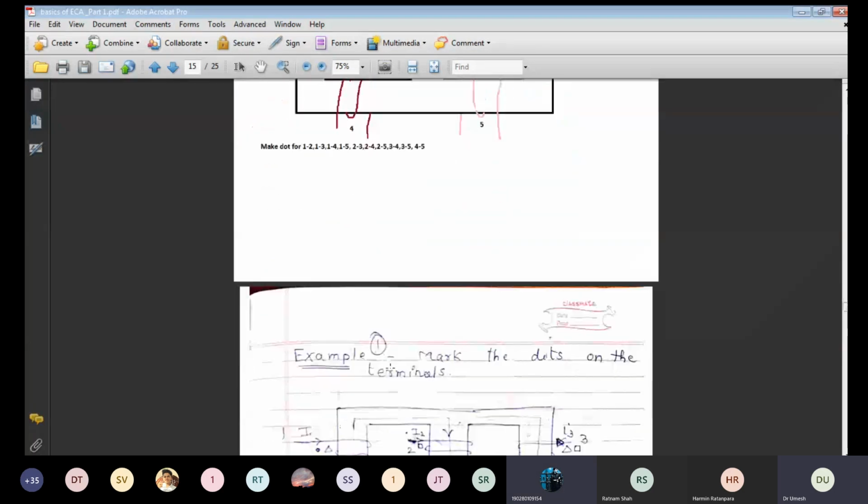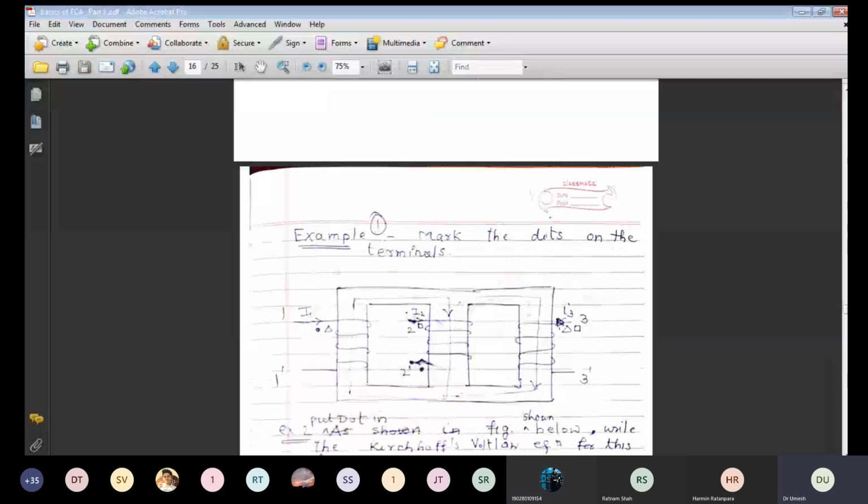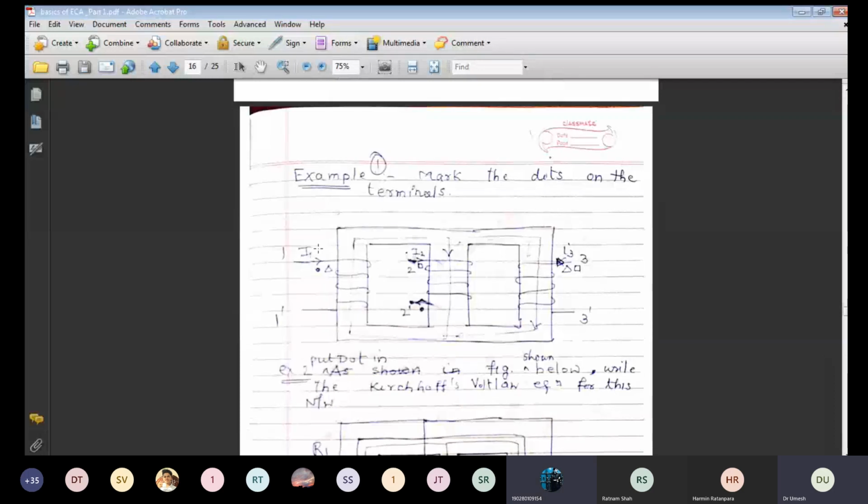Solve. Now I have to take an example. Some example I have taken here.